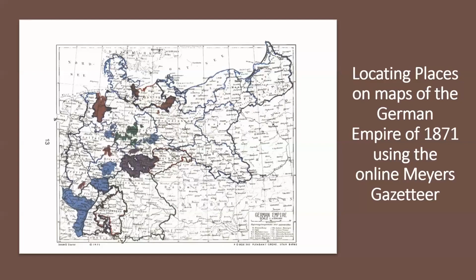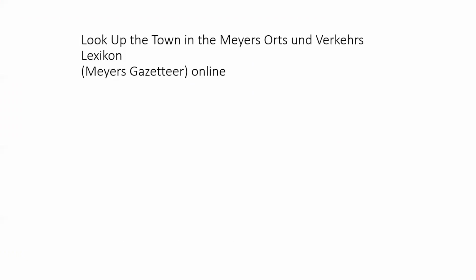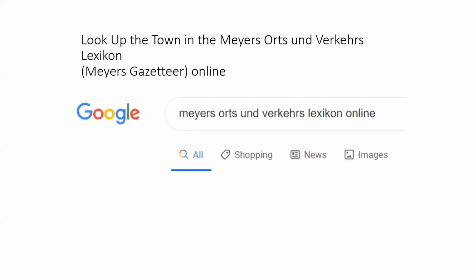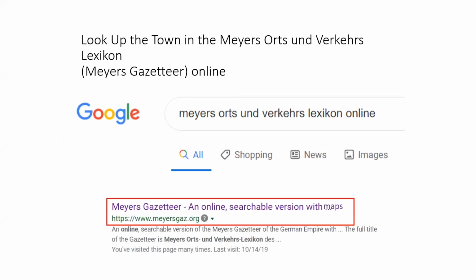Locating places on maps of the 1871 German Empire using the Myers Gazetteer. One of the easiest and quickest ways of locating places in the German Empire of 1871 on a map is by using the online Meyers Orts- und Verkehrslexikon, or the Myers Gazetteer for short. To search for this gazetteer online, enter Meyers Orts- und Verkehrslexikon online. From the search results, click on the Myers Gazetteer, an online searchable version with maps.